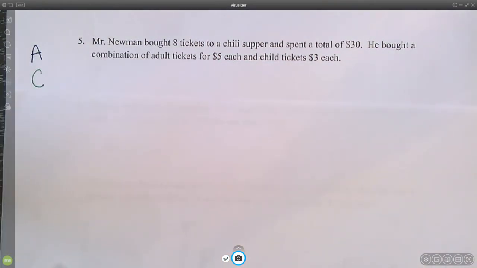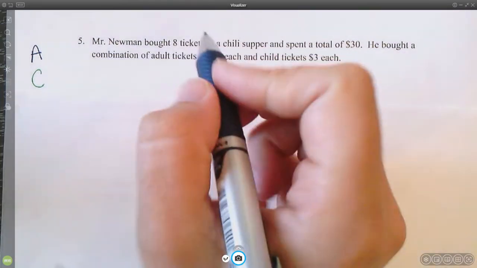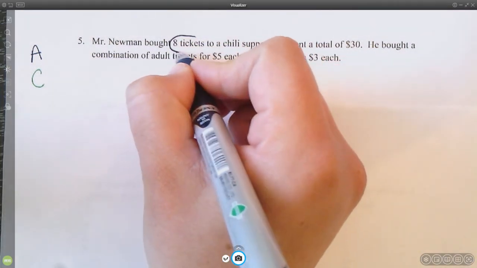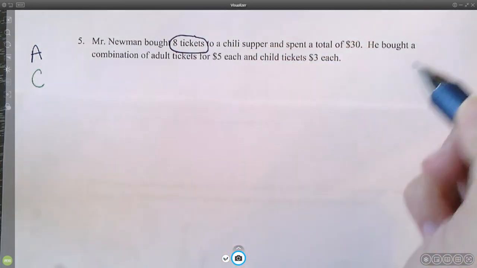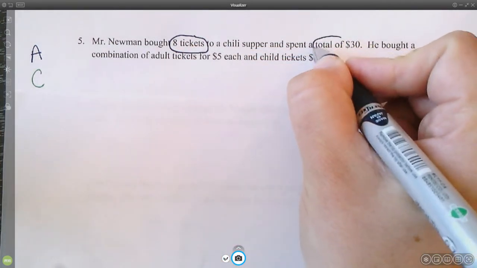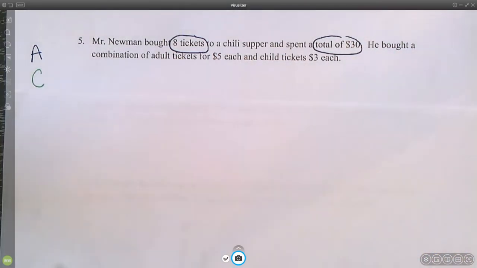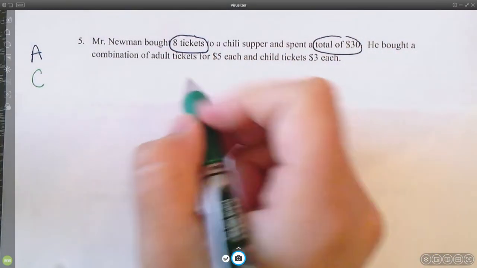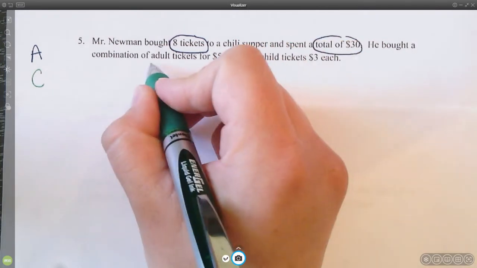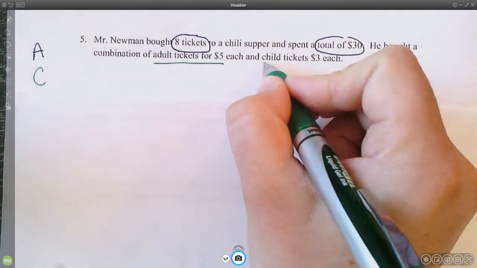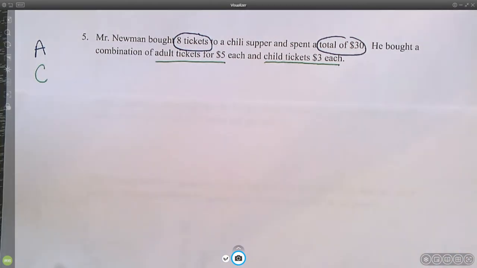Okay, so the reason this one's different, you don't really have the 2 situations. It kind of takes your 2 situations and combines them together. So I'm just going to circle or underline the numbers. So we have 8 tickets. We have $30. He bought a combination of adult tickets. Adult tickets are $5. Children tickets are $3.